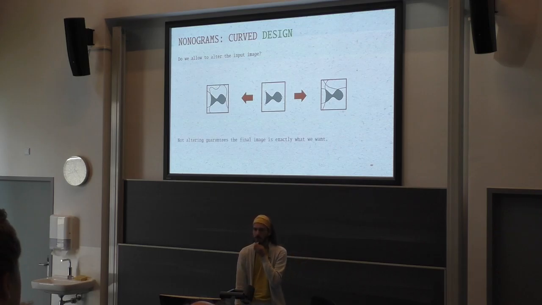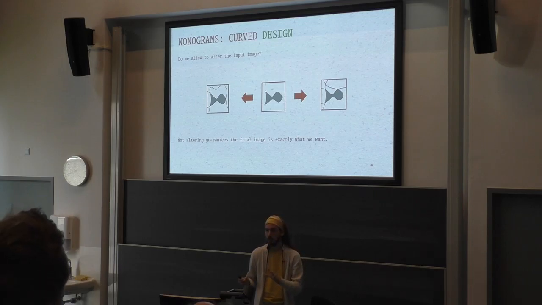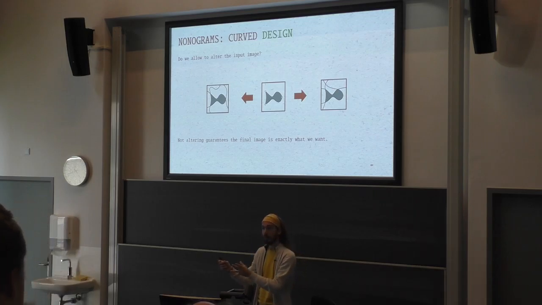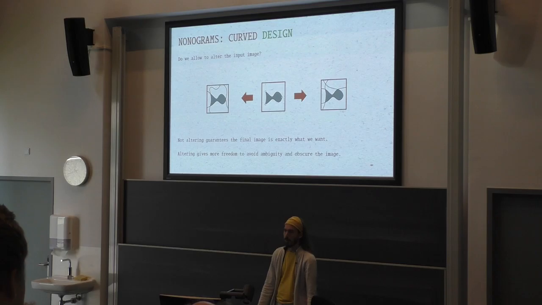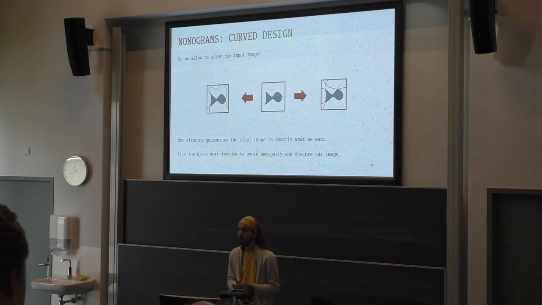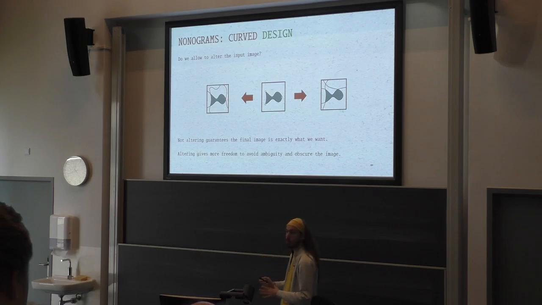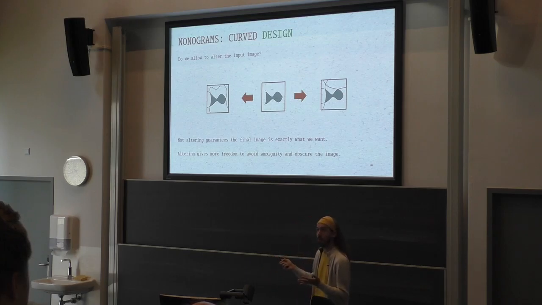Okay, so if I am not allowed to alter the picture, that makes sure that the final image is really what I want. But if I do allow it to be altered, then it gives more freedom to maybe avoid ambiguous situations, like two curves here. Maybe they make a very sharp angle here, which is one of the situations I wanted to avoid. If I'm enforcing that, then I cannot avoid it anymore.